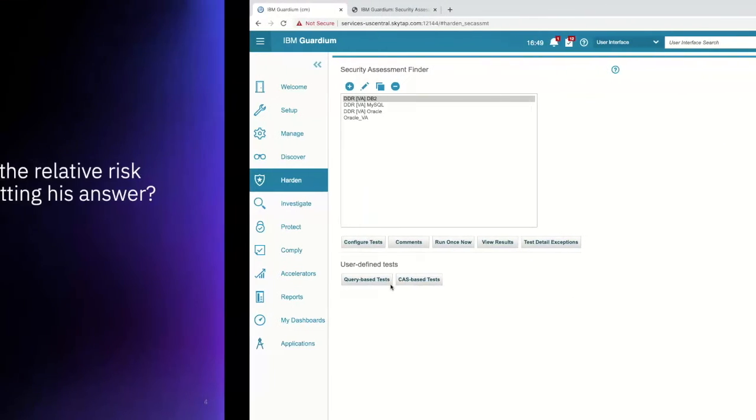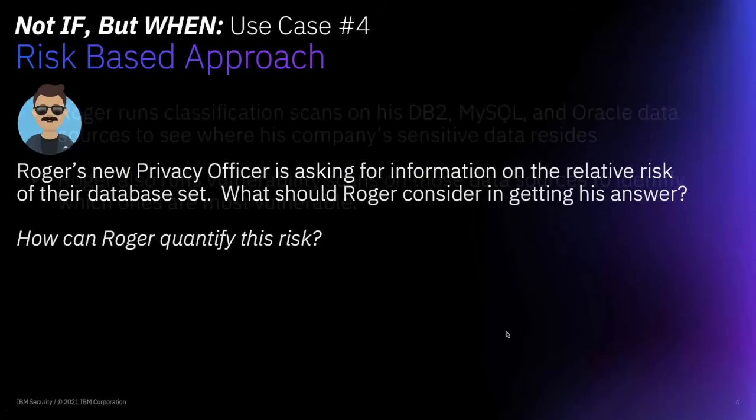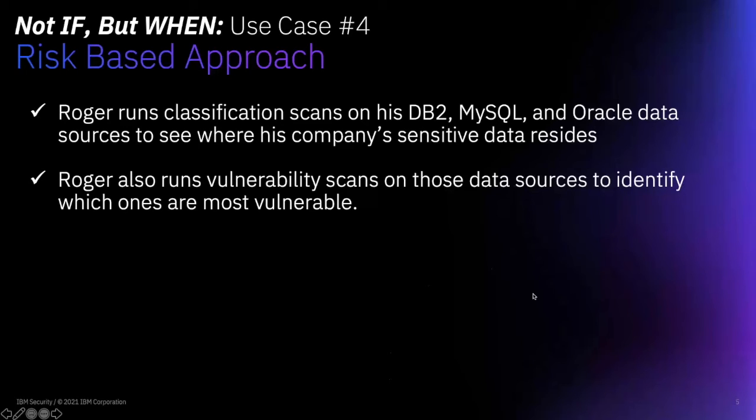He's able to go back. The privacy officer is pleased with his findings, and we will just review. So what we saw is Roger running a classification scan on all 3 of his databases in order to determine where his company's sensitive data resides. So that's that high value versus low value data, to see what we're looking at and what actually needs protecting and what doesn't. And then we also ran a vulnerability scan on those data sources to see what's most vulnerable. So is it likely that this is going to be victim to attack, or unlikely that this will be victim to attack?